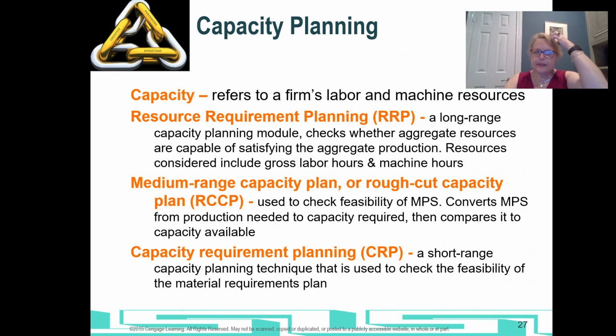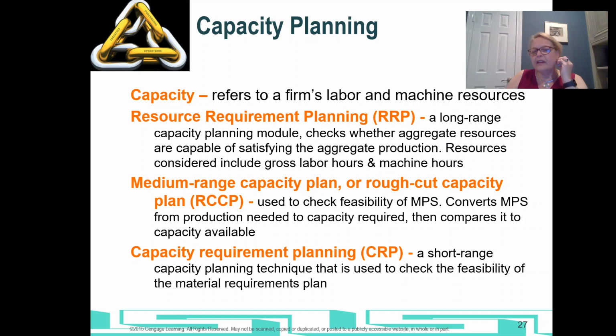All right, so we already talked at the beginning about capacity, which refers to how much labor and machine resources you have. Resource requirement planning says the machine can only make 10,000 of these per day, so I can't have a schedule that says I need 12,000 of these per day. The rough cut capacity plan is used to figure out, just at a high level, can I make 400 sandwiches in my kitchen? No. So my RCCP would tell me, you've got a problem. You need to figure out a different way.